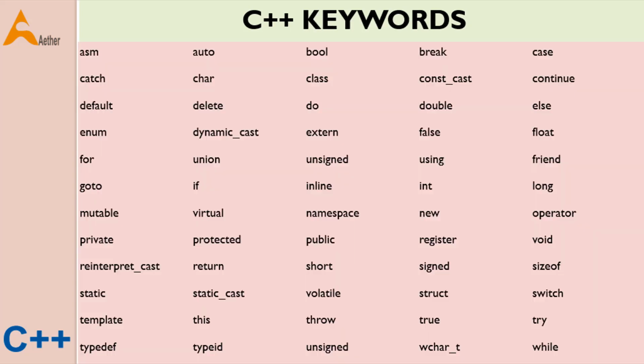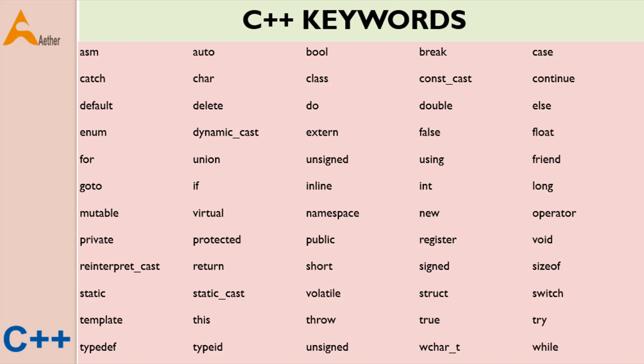Now let's move to C++ keywords. A keyword is a reserved word. You cannot use it as a variable name, constant name, etc. The list of C++ keywords is on the screen. You can use them. We will discuss the use of keywords in upcoming sessions.